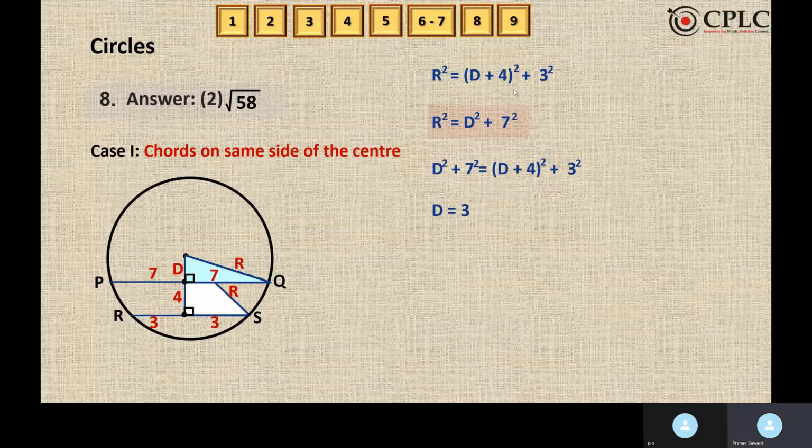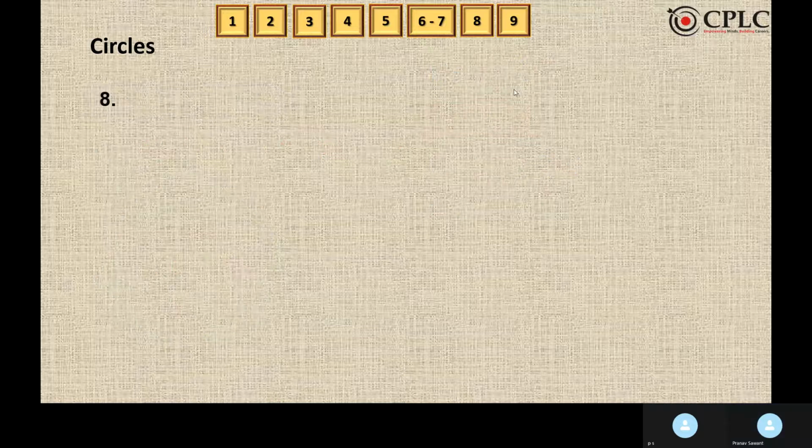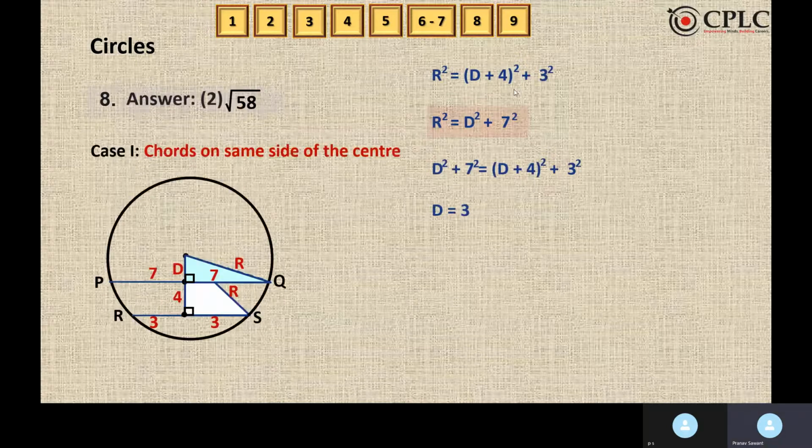Once we get the value of d as 3, we can definitely say that it's option 2, that is square root of 58. Now we just have to substitute that in r square is equal to d square plus 7 square. After substituting the value of d as 3 in r square is equal to d square plus 7 square, we'll get the answer as square root of 58.